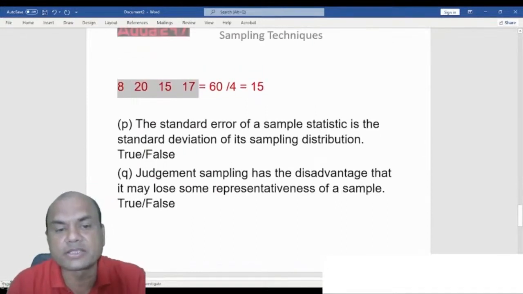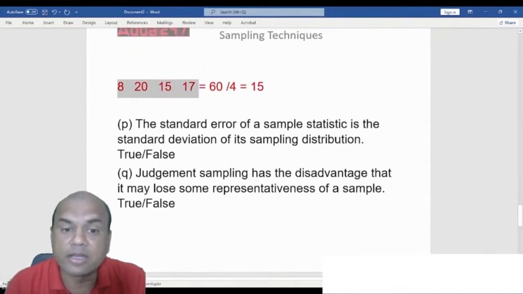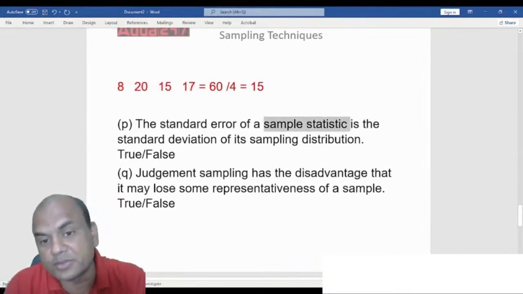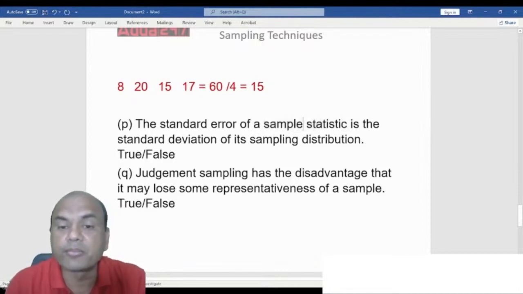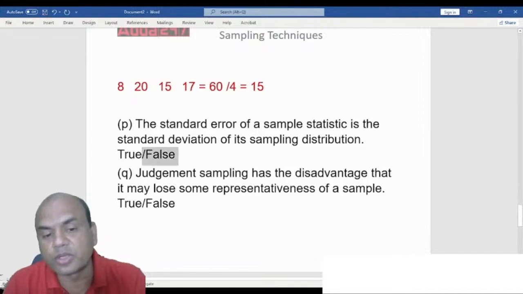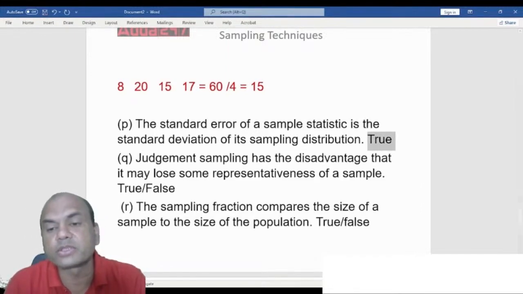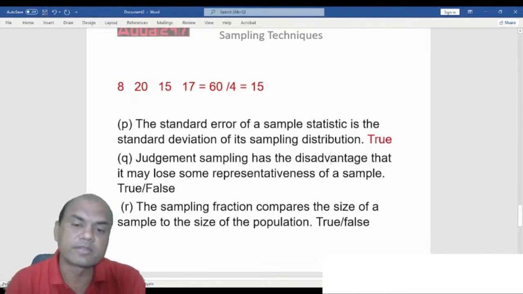The standard error of a sample statistic is the standard deviation of the sampling distribution. That is true. What did I say earlier? Sample standard error is the same as the standard deviation. So that is true over here. The other name for standard deviation is standard error in case of samples. For population, it is standard deviation.